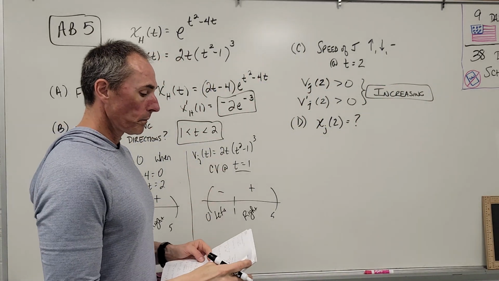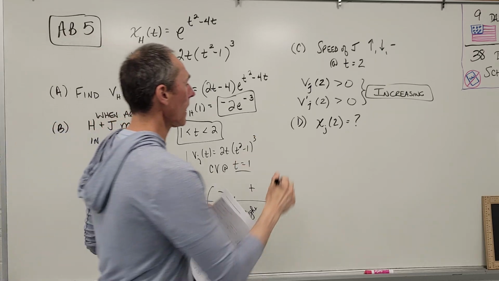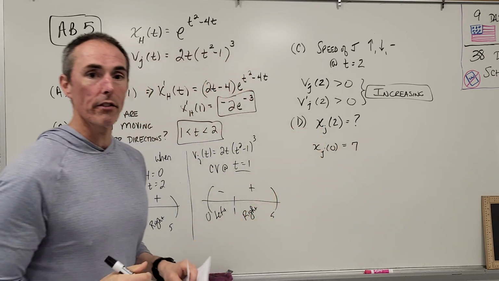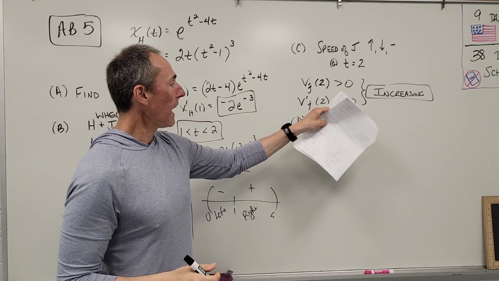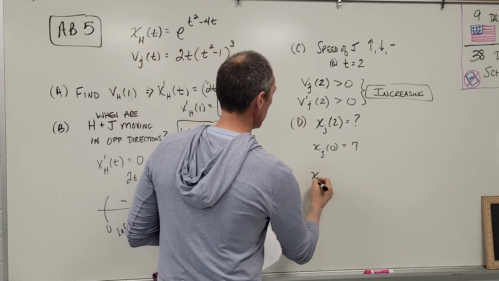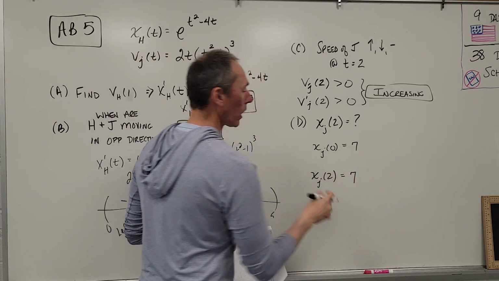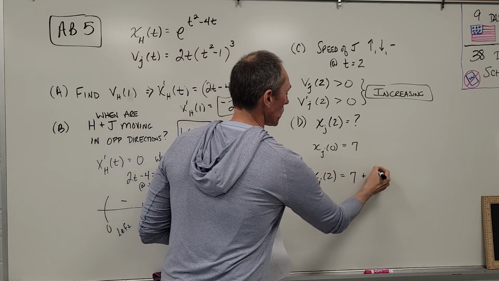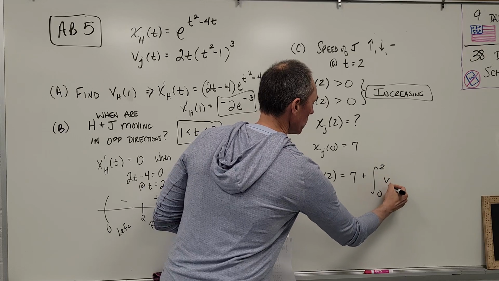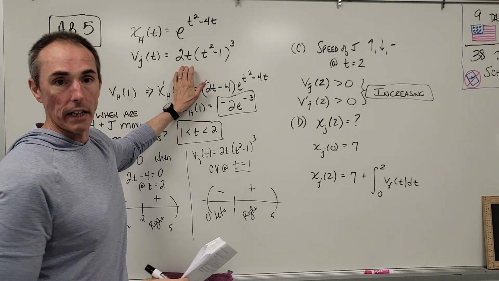Okay, last piece of the puzzle is talking about the position of particle J. We know some initial information. We know that at time 0, particle J is at position 7, and they would like to know where the particle is at time t equals 2. If you want the position at 2, we're going to need to start with where we are originally, and we need to find the accumulated distance covered by particle J from 0 to 2. And we have basically this function to integrate from 0 to 2.